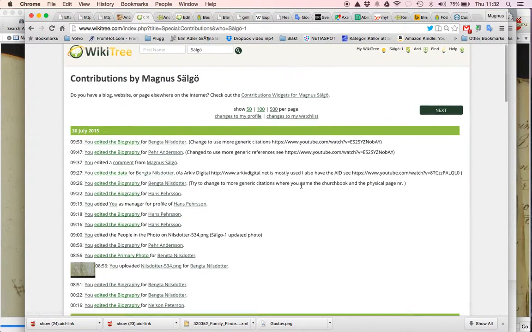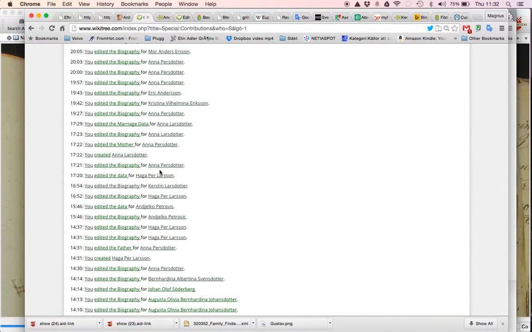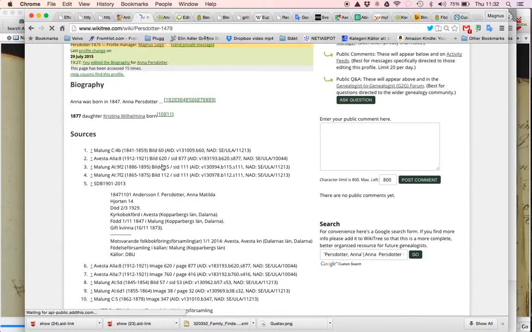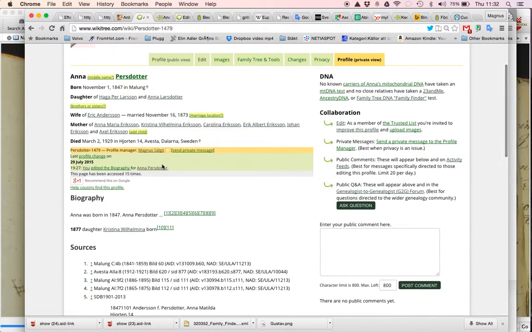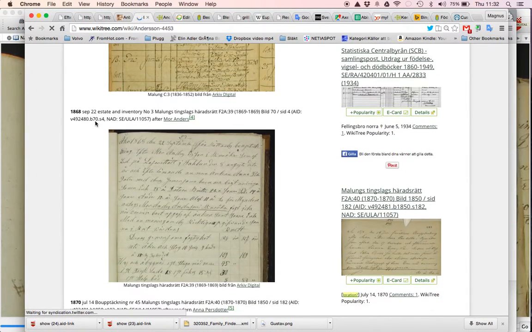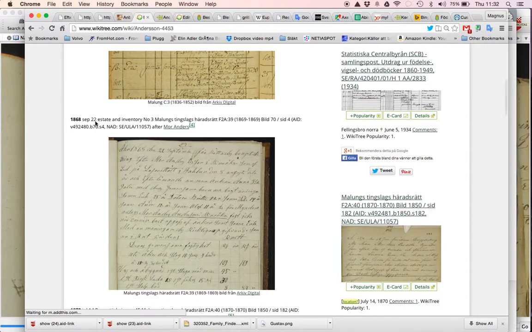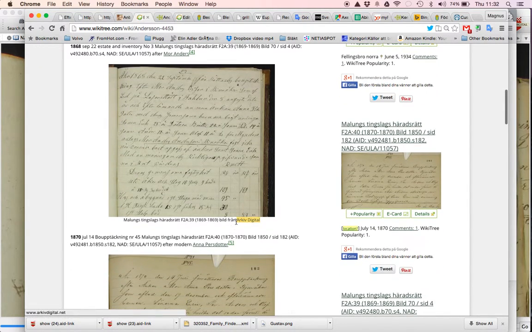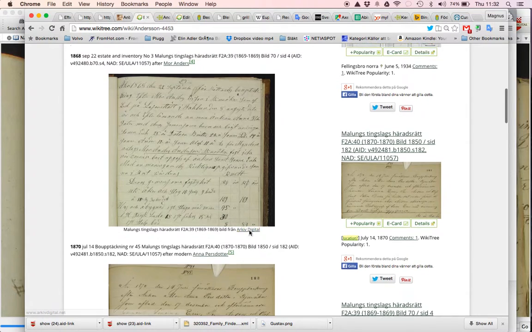But I think Anna Persdotter, then I had something. No. She is married to Erik Andersson. And then we have the estate inventory. So here it is. So if I jump, I can click on this. This is a scanned picture. It's okay to scan them and upload to WikiTree if you say the picture is from Arkiv Digital.